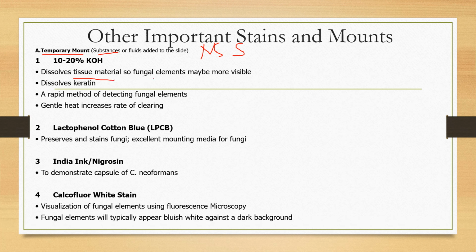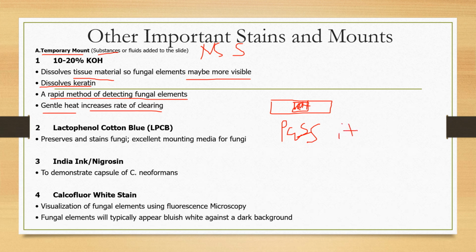Dissolves tissue material, so fungal elements may be more visible. Dissolves keratin. This is a rapid method of detecting fungal elements. Gentle heat class increases the rate of clearing. So, ang ginagawa nila in some laboratories, after adding the KOH, they would pass it in a flame. Dadaan-daanan niya sa flame class so that mas mabilis yung pag-clear or pag-dissolve ng keratin.